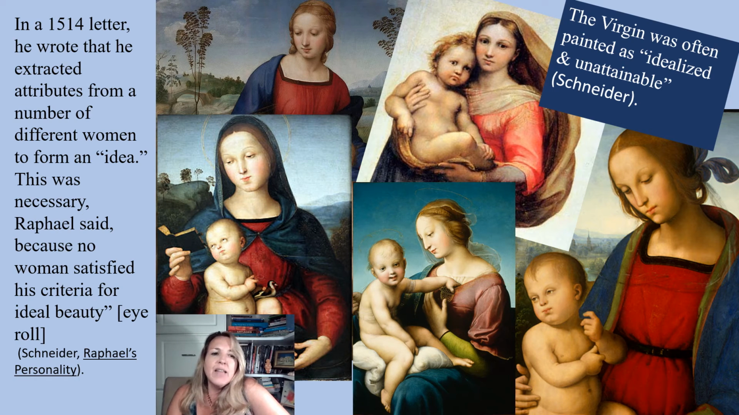He wrote that he extracted attributes from a number of different women to form an idea. This was necessary, Raphael said, because no woman satisfied his criteria for ideal beauty. I kind of think towards the end of his life he might have found her, though. He certainly appreciated her. The Virgin, again, was painted as idealized and unattainable. But if you look at all of them, is there some coherency to them? I think so. One of them has a significantly rounder face than the others. But overall, there is a definite look to a Raphael Virgin.